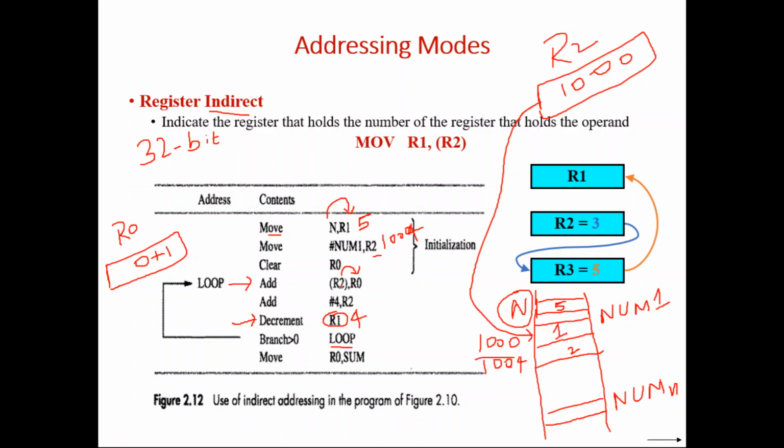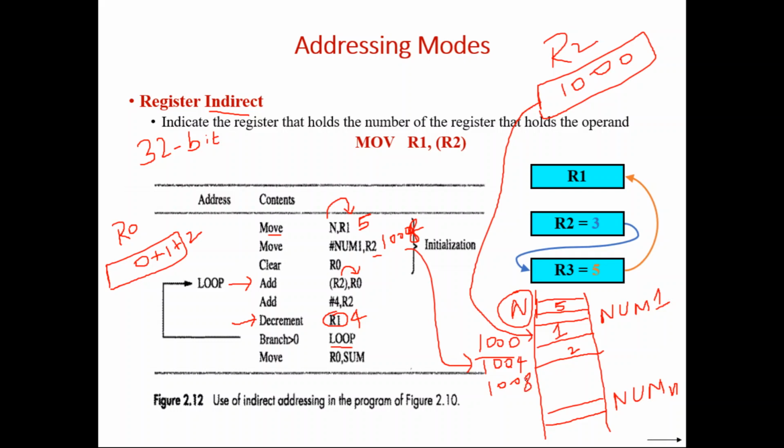R2 is a pointer. Now R2 is pointing to where? 1004. What is 1004? 2. So add 2 with R0. What is R0? Already it contains 0 plus 1. To that you add 2. Okay, right? Again add 4 to R2. Now R2 will become 8. 1008. So it is referring to the location 1008.